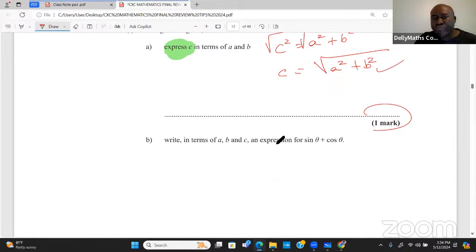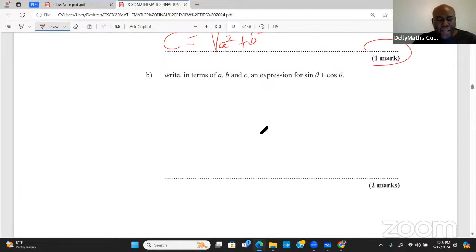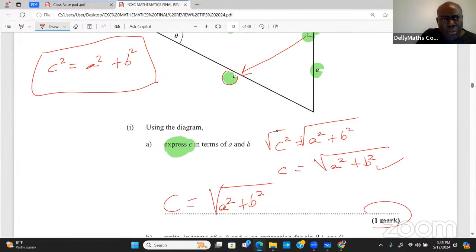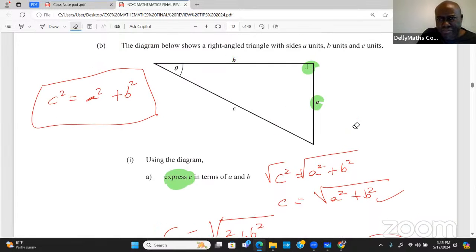So we have a C here. I'm going to write on the line that C is equal to the root of A squared plus B squared. The Pythagorean theorem, that is what we're dealing with right there. Now they're stepping it further. The question went further and says, write in terms of A, B, and C an expression for sine of theta plus cos of theta. All right, no problem. So we want to deal with sine of theta plus cos of theta. Let's clear this diagram up so we could look at it.